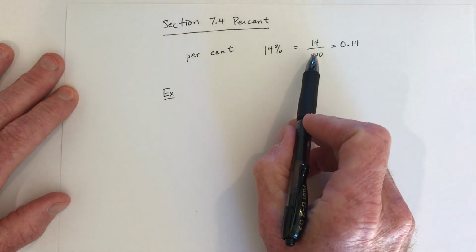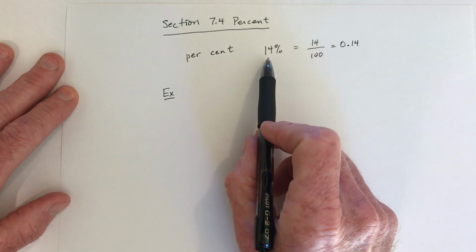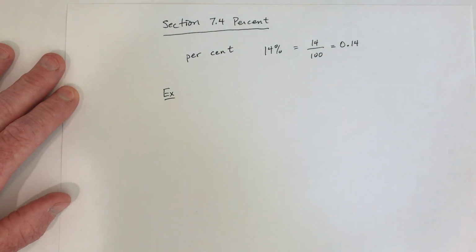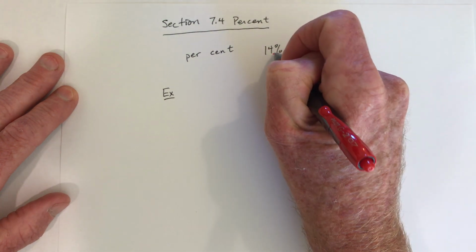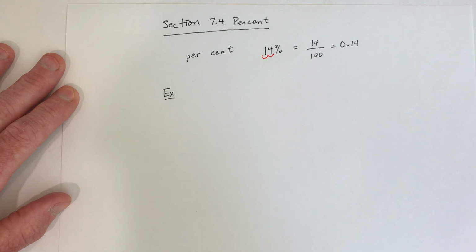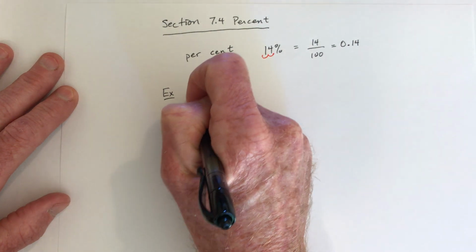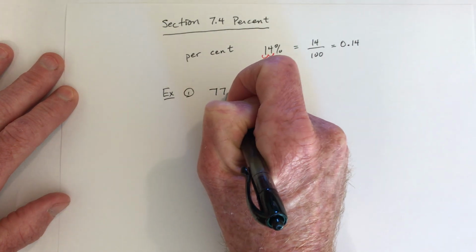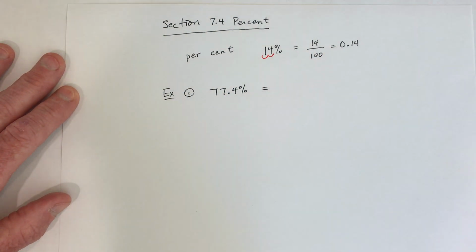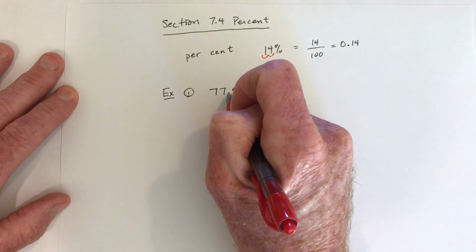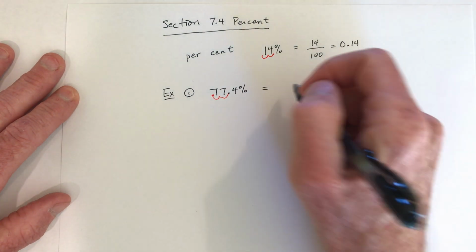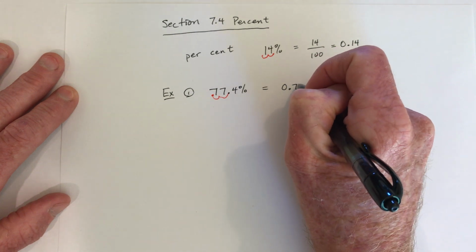So you can skip this step if you want to and go straight from the percent to the decimal form. All you need to do is take the decimal, move it 2 places to the left, and that's going to be the decimal form. So for example, if it was 77.4%, then move the decimal 2 places to the left, and the equivalent is 0.774.